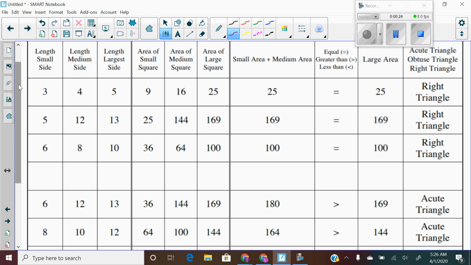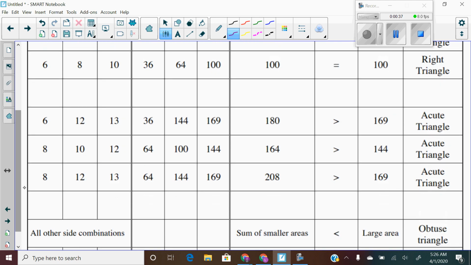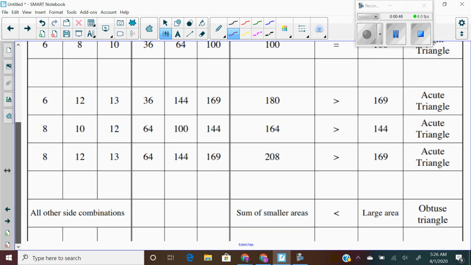some feedback on that. So if we look at the right triangles, notice that if the squares on the smaller two sides have areas that equal the larger one, it's going to create a right triangle. If the areas of the two smaller ones are greater than the larger one, it's going to be an acute triangle. And any other combination that made a triangle, where the sum of the smaller areas was less than the large area, made an obtuse triangle. So that was important for us to be able to figure out.